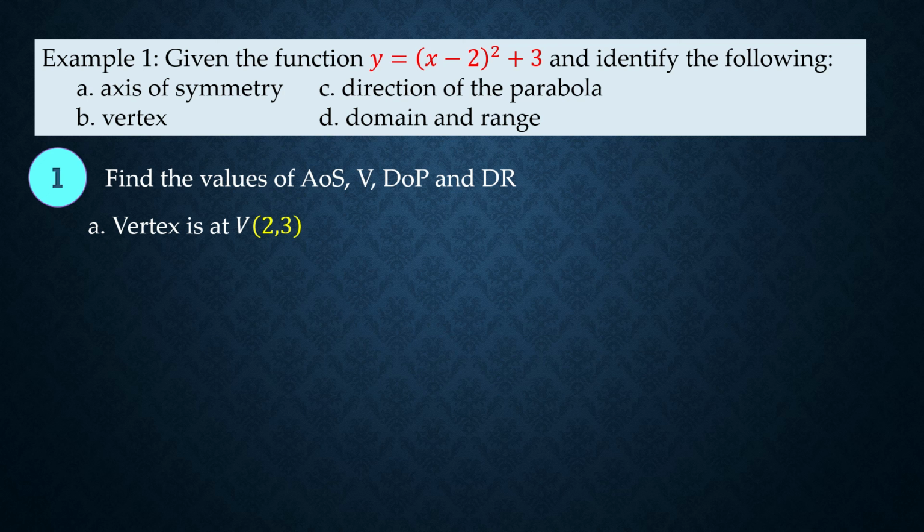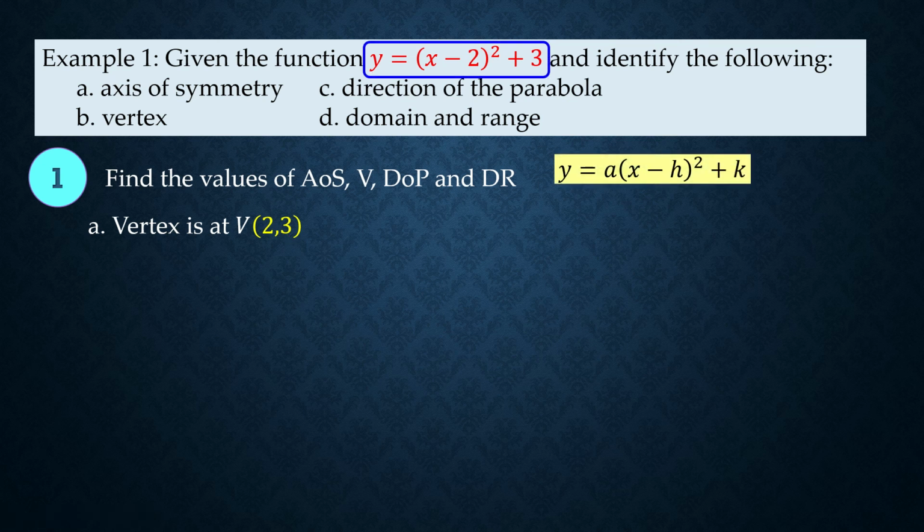Shortcut na lang ha. Vertex is at 2, 3. Without solving ha. Base lang ni sa vertex form. X minus 2, so h there is positive 2. Dayon ang plus k, ang k is positive 3, manang positive 3. So, simple ra. Okay, there. A is imaginary 1. H is positive 2. K is positive 3.